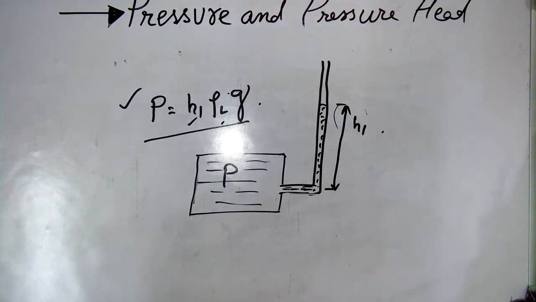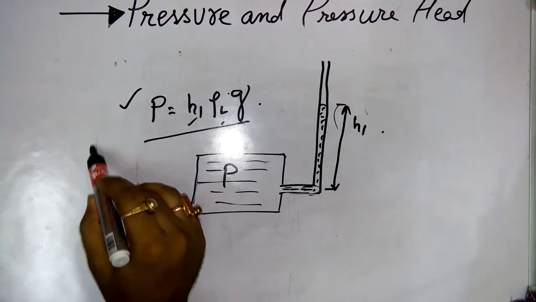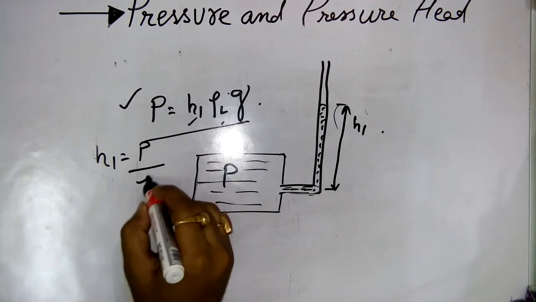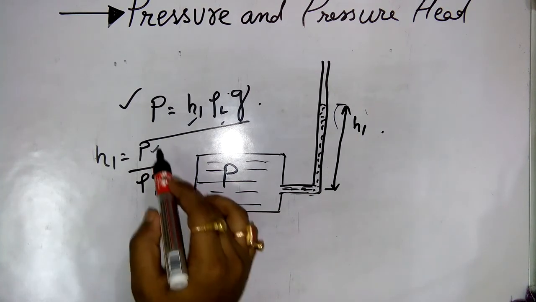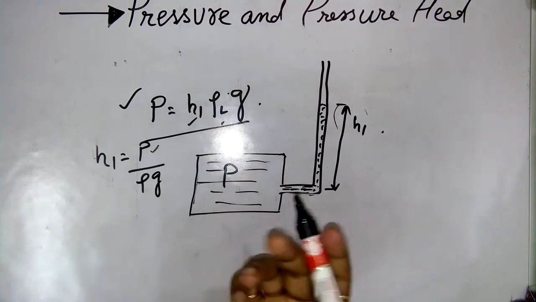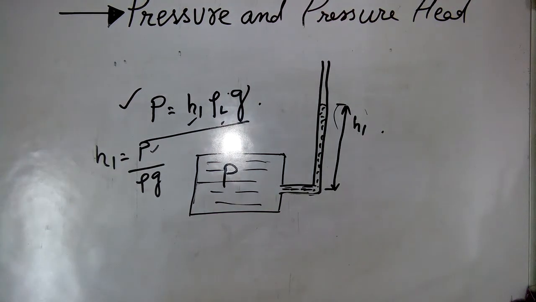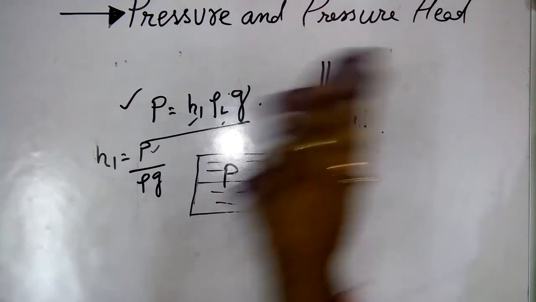Now see, this height H1 depends on P by rho g. It depends on the pressure, and g is constant. It also depends upon the density. What I want to say is very simple.